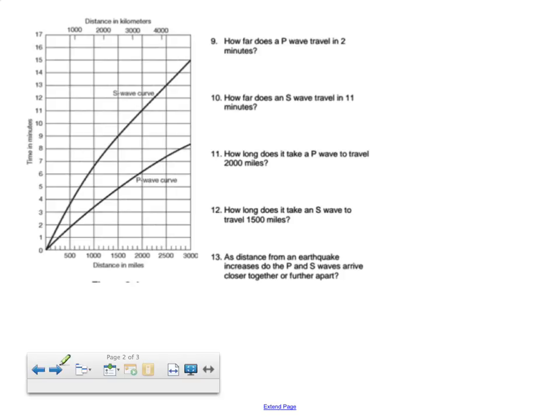Then let's look at the next page because we do need to be able to read this graph. I'm going to give you about 5 minutes to work on 9, 10, 11, 12, and 13 with your group. You are working. You're not going to the bathroom. You are working on these 5 right now with your group.